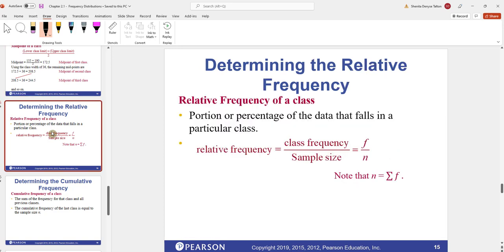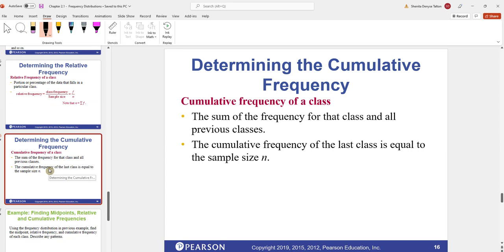Next, we're going to talk about relative frequency of a class. That's the percentage of the data that falls in a particular class. So you take the class frequency, the number that falls within that class, and divide it by your sample size, n, the total number of data values that you have. Okay. And then the cumulative frequency is the sum of the frequency for that class and all the previous classes. The cumulative frequency of the last class is equal to the sample size n.